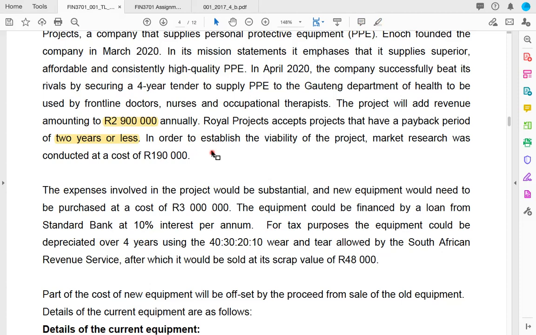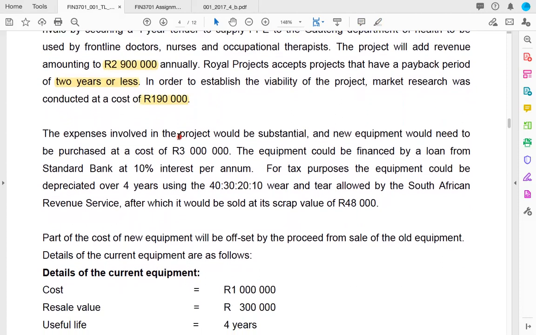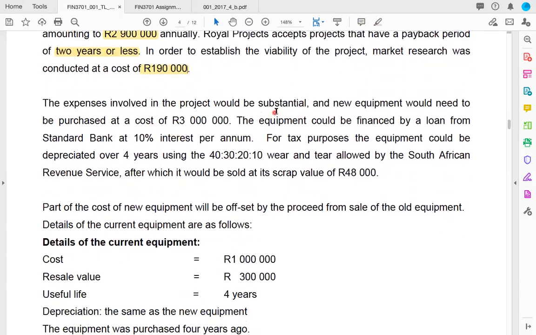So in order to establish the viability of the project, market research was conducted at a cost of 190,000. Expenses involved in the project would be substantial, and new equipment would need to be purchased at a cost of 3 million. The equipment could be financed by a loan from Standard Bank at 10% interest per annum. For tax purposes, the machine is depreciated over 4 years using 40, 30, 20, 10 wear and tear allowed by the South African Revenue Services.